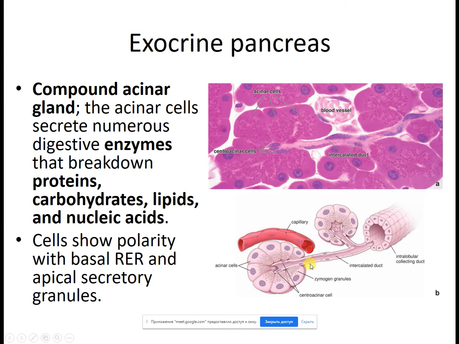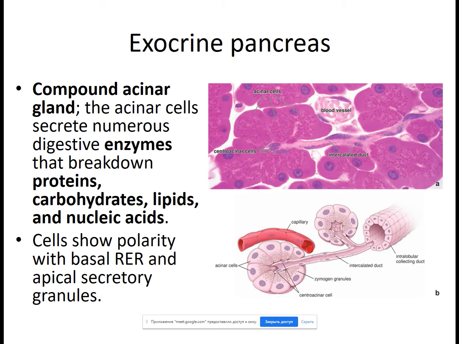You see the difference? Intercalated ducts have simple squamous epithelium. The interlobular collecting duct has a simple cuboidal epithelium. Closer to the end it becomes a simple columnar epithelium, while a simple cuboidal epithelium is still present. Okay, here we continue, and here enzymes are produced which are necessary for the breakdown of proteins, carbohydrates, lipids, and nucleic acids.